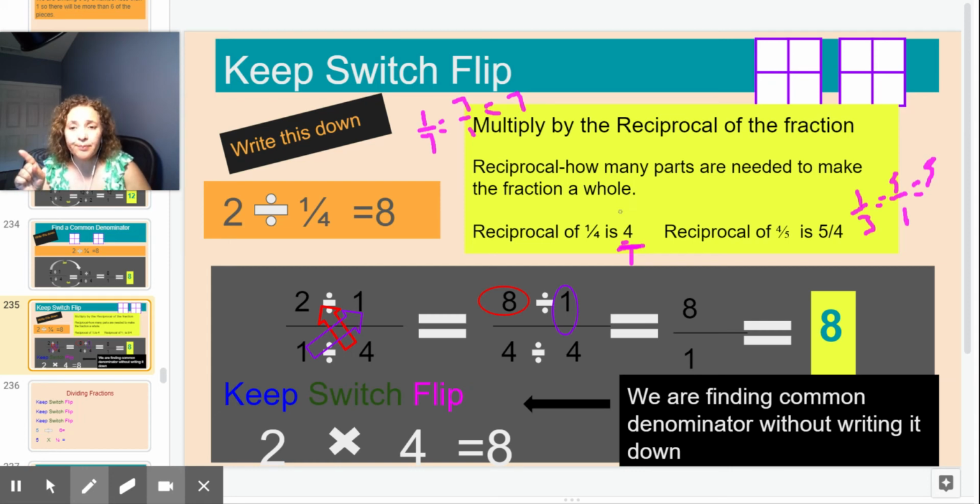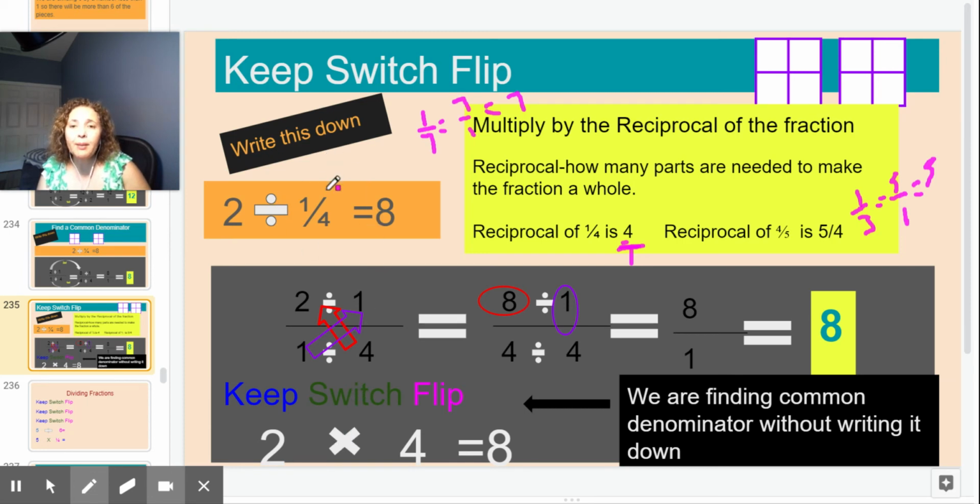So you ready? Write this down. Keep, switch, flip. Okay. So what am I going to do? I'm going to keep my first number. So my first number is a 2. So I'm keeping it as a 2. I'm going to switch the operation. I had division. What's the opposite of division? The inverse? Multiplication. So I'm going to switch my division to multiplication.